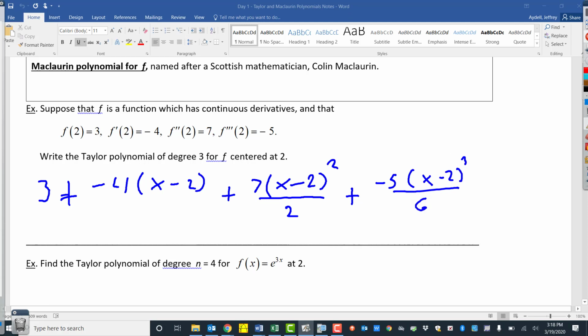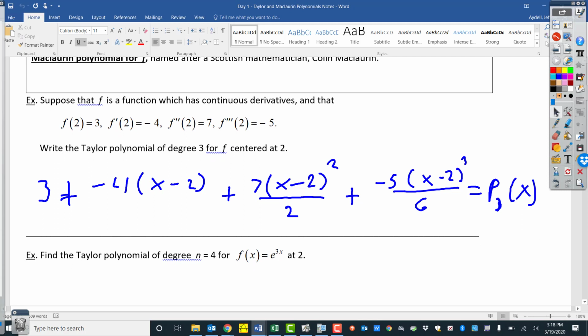We're just saying this is the third degree polynomial for f of x. And it's a good approximation for what f of x is when you pick a number close to 2. Okay? Let's look at another one with this.